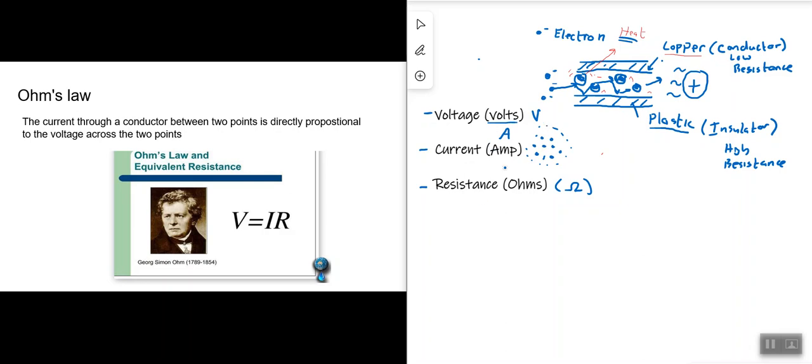So now what we want to think about is how do these all relate to each other? We have a formula that we can use to relate these all to each other, and it's this formula here. So voltage, V, is equal to the current, we use an I to represent the current, multiplied by the resistance.